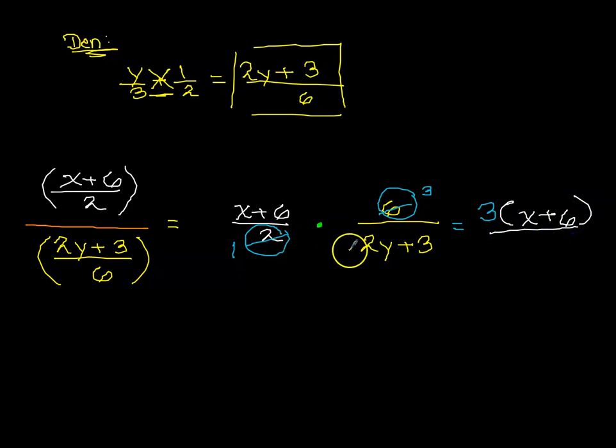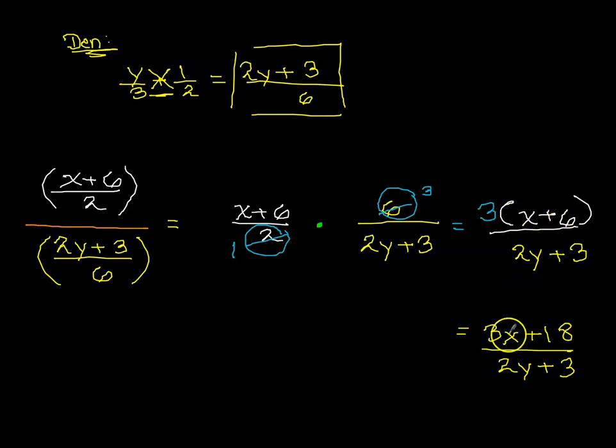multiply the denominators together. 1 times 2y plus 3 is 2y plus 3. So you can leave it like this, or you can distribute, giving you 3x plus 18 over 2y plus 3. And notice that while there is a GCF in the numerator, there's no GCF in the denominator. So if you can't factor it out, you can't divide it out. So either one of these could be your answer.